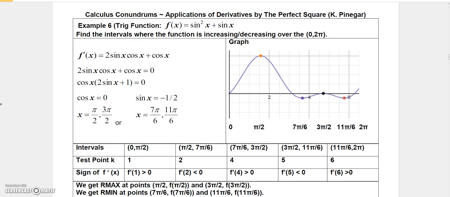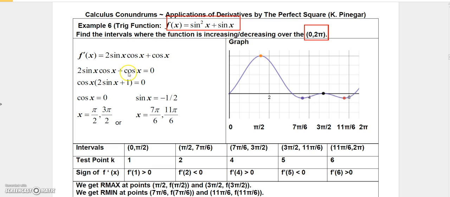So the function I'm going to look at here is the function sine squared of x plus sine x, and we're only going to focus on that function from 0 to 2 pi. So we're just going to look at that interval. Now you can find the derivative of this. You can do this on scratch paper and just show that the derivative of sine squared x is 2 sine x cosine x, and the derivative of sine x is cosine x.